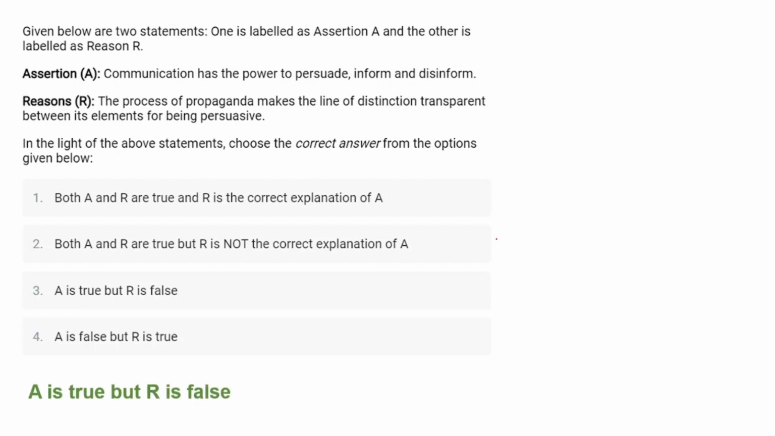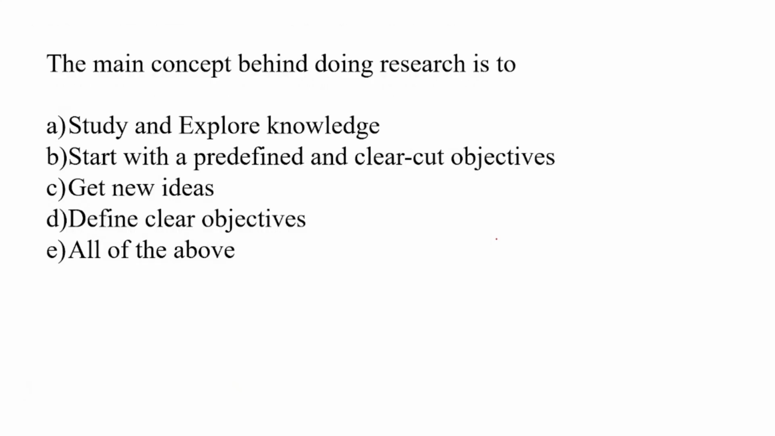Okay. So A is true, but R is false. A is true definitely because communication has the power to persuade, inform and disinform. That's the basic motive of communicating. That's why communication skills are very important. The reason R is false because the process of propaganda making the line of distinction transparent between its elements for being persuasive doesn't really make any sense. The process of propaganda actually has no role to play in making the line of distinction transparent between the elements. So R is not quite relevant to the assertion, and R is definitely false.